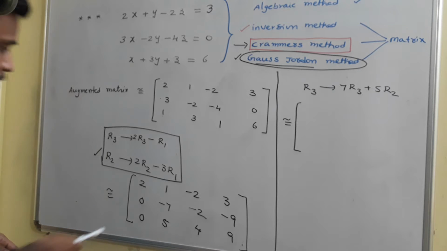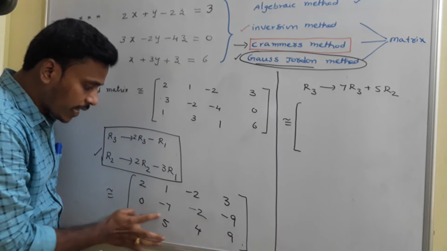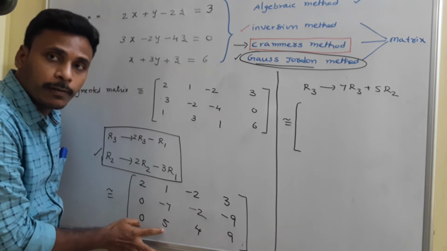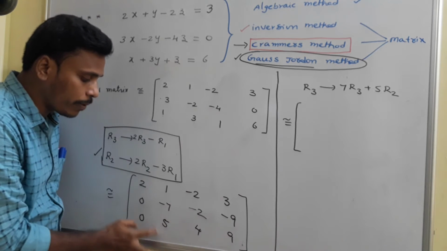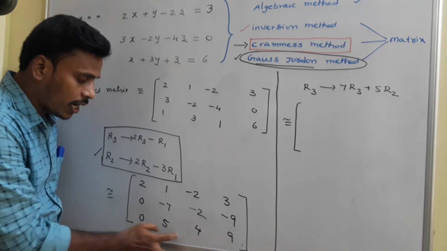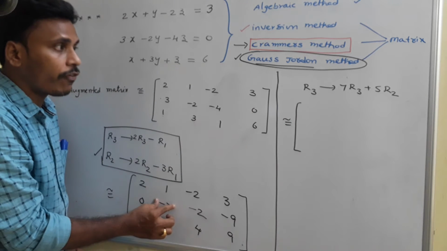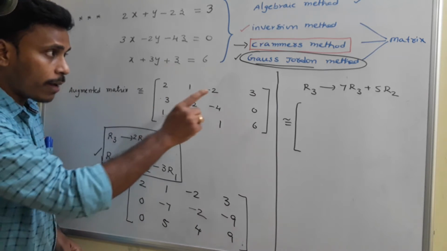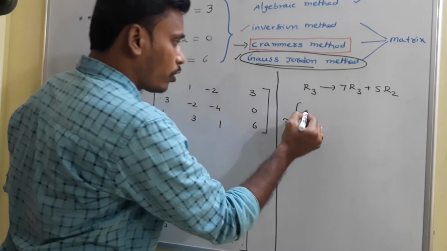After having these two as zeros, my next target is to make this one 0. To make it 0, multiply this element with 7 and this number with 5, then add these two and replace here. That is, R3 goes to 7R3 plus 5R2, because here minus is there, so if you add, it will become 0. I am changing only R3, not the first row.